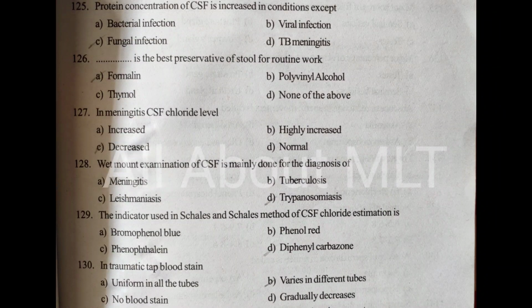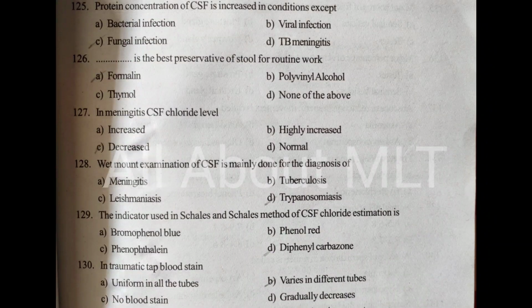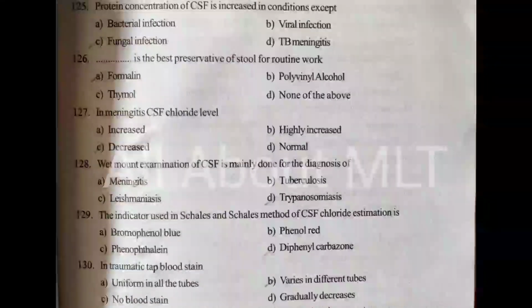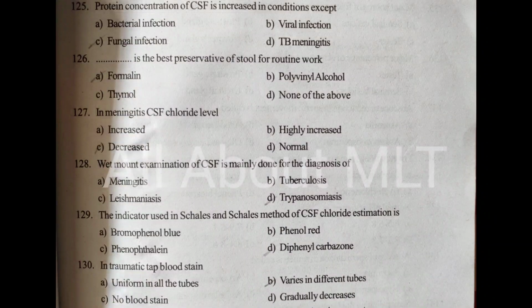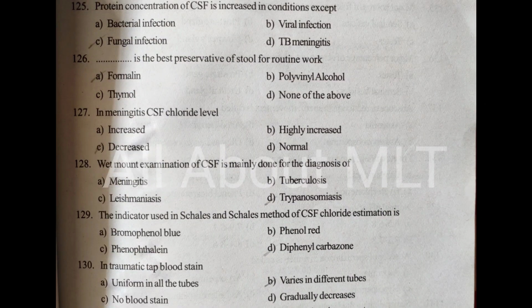option A, formalin. In meningitis, CSF chloride level: option A, increased; option B, highly increased; option C, decreased; option D, normal. And the answer is option C, decreased. Wet mount examination of CSF is mainly done for the diagnosis of: option A, meningitis; option B, tuberculosis; option C, leishmaniasis; option D, trypanosomiasis. And the answer is option D, trypanosomiasis.